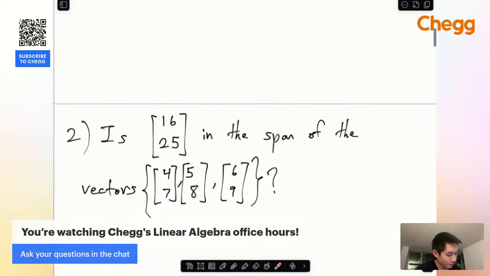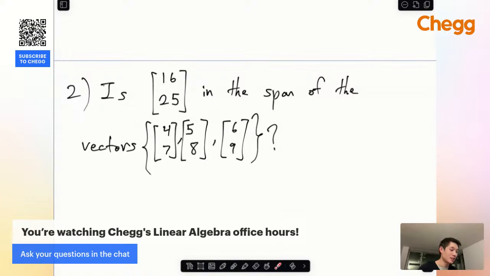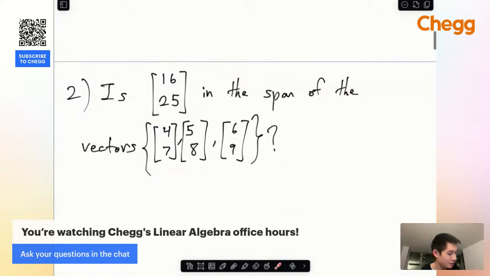All right. So here's another question. Is the vector 16, 25 in the span of the vectors 4, 7, 5, 8, and 6, 9? So, this is a yes or no question, but I'll give you a second to think about it, and then I'll give my answer.